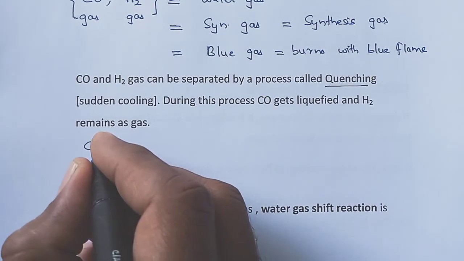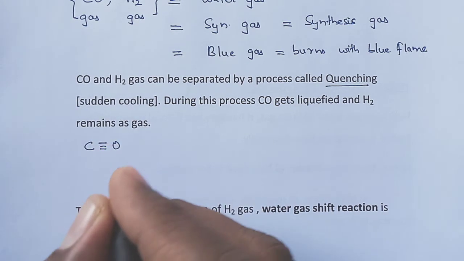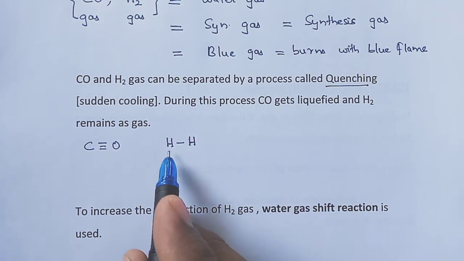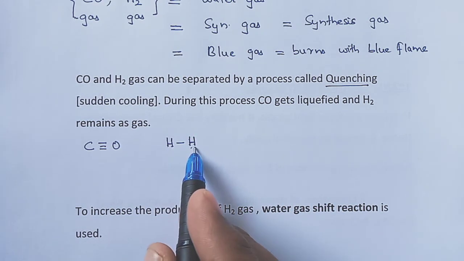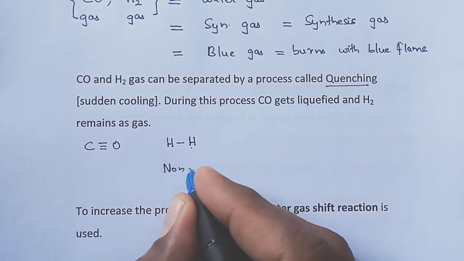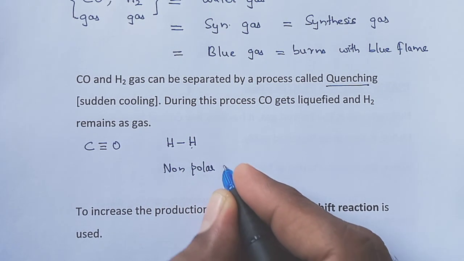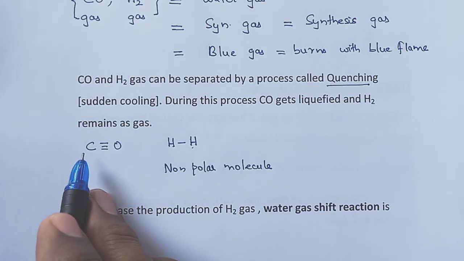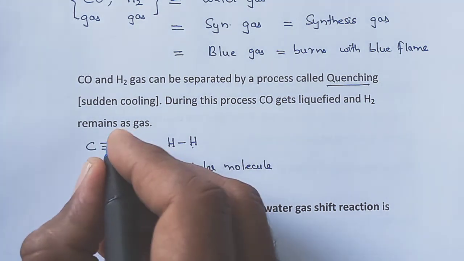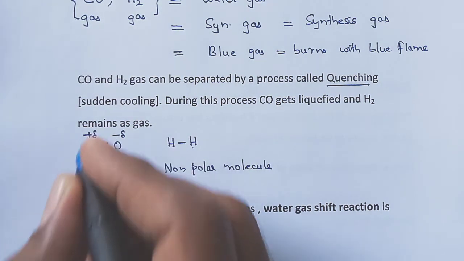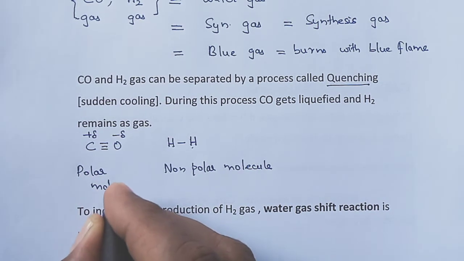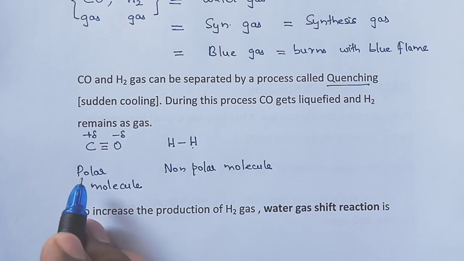Consider carbon monoxide, C triple bond O. Consider hydrogen molecule, H single bond H. Here both of them are hydrogen atoms, same electronegativity. Therefore, this is a non-polar molecule. Carbon monoxide, carbon is less electronegative than oxygen. Therefore, oxygen gets partial negative charge, carbon gets partial positive charge. Therefore, it is a polar molecule. So, carbon monoxide is polar, H2 is non-polar.